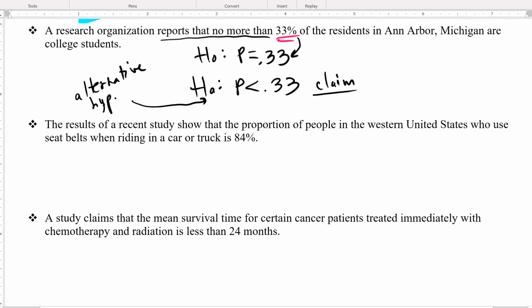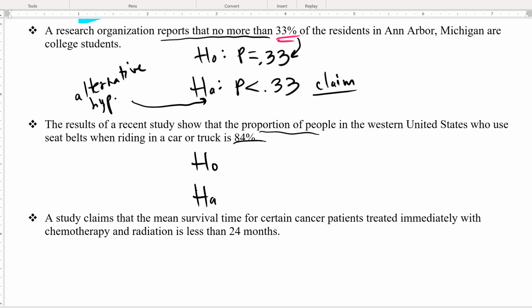Other people will call these ho and ha. I won't. If you want to do that, that doesn't hurt my feelings, but that's not really proper. The results of a research study show the proportion of people in the Western U.S. who use seatbelts is 84%. We have a percent, right?